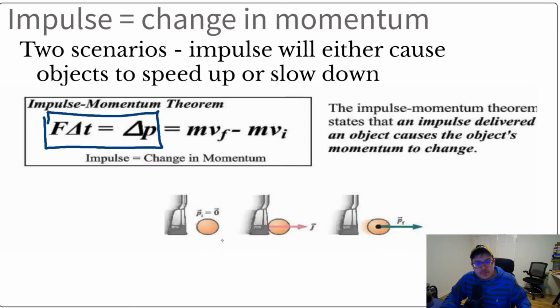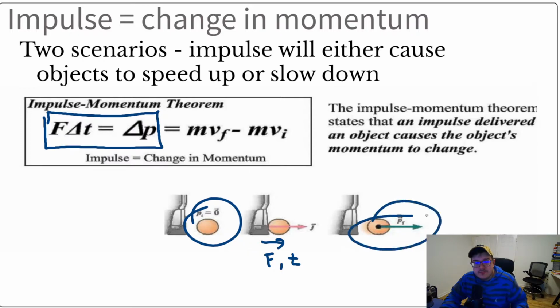So if we look at this golf ball right here being hit by a golf club, an impulse, or a change in momentum, because there's going to be a certain amount of force for a certain amount of time, is going to change the momentum of the golf ball from 0 to something. And how did it go from 0 to something? It was given an impulse, or a force for some amount of time.